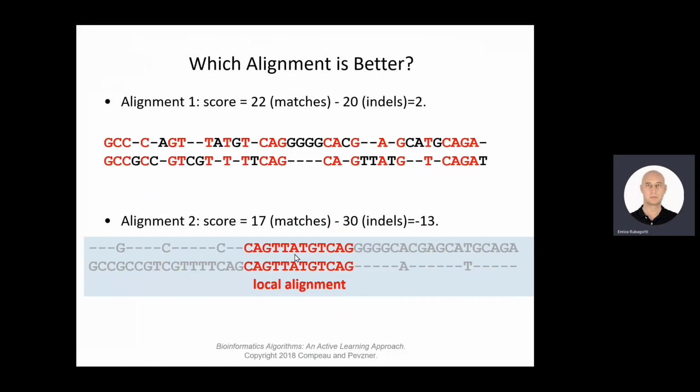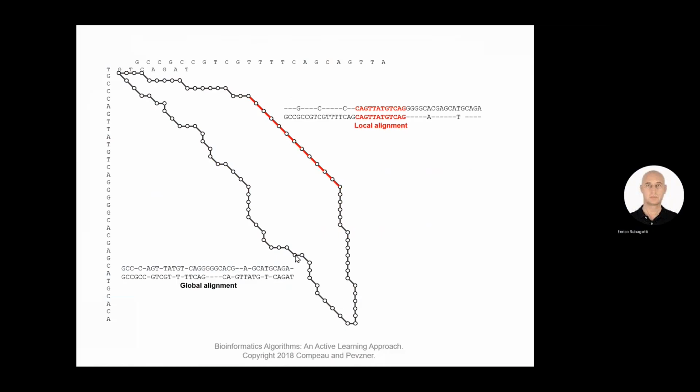And this is a local alignment, and I should identify a scoring system or an algorithm to identify local alignment. As you can see, this is the best global alignment on the matrix. This is the alignment matrix. And this is the best local alignment. It's much better.